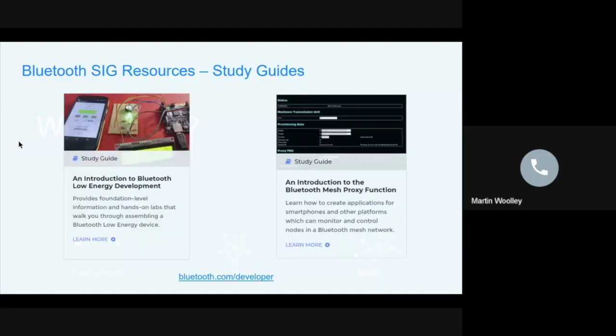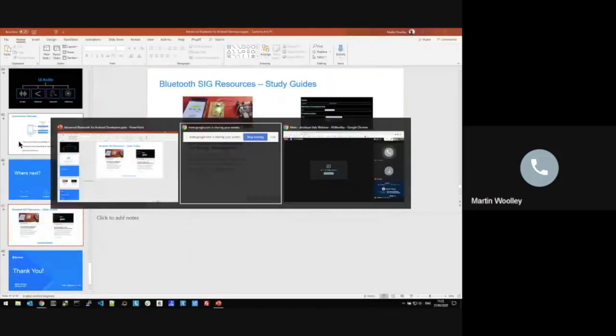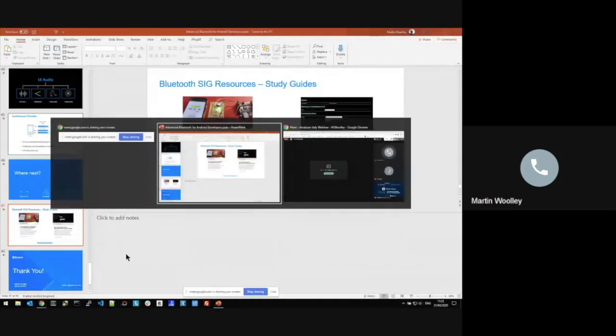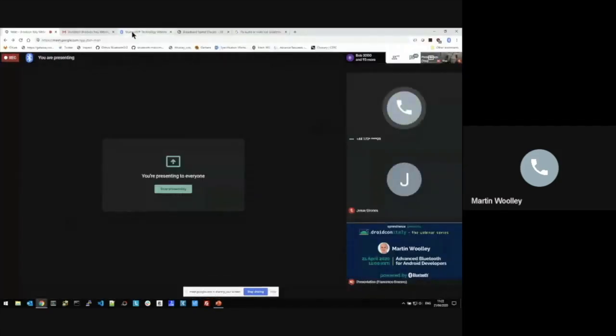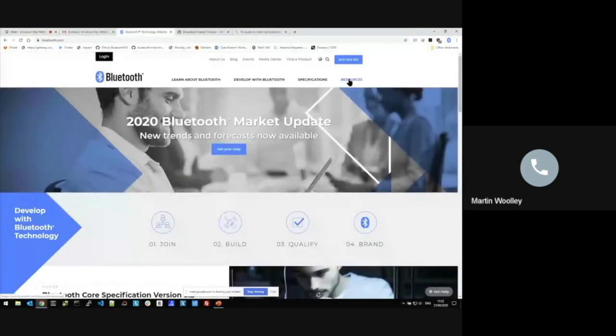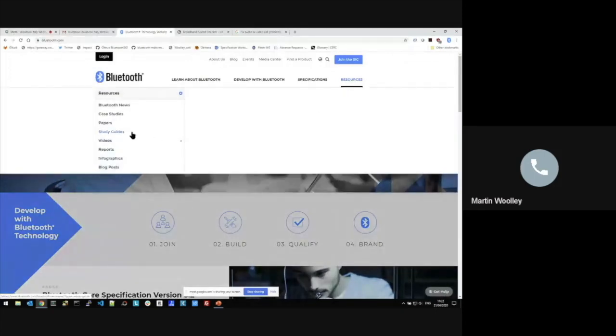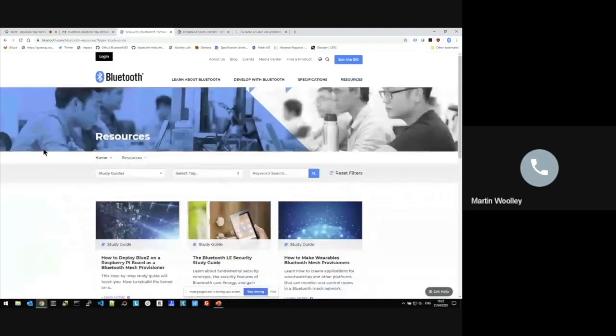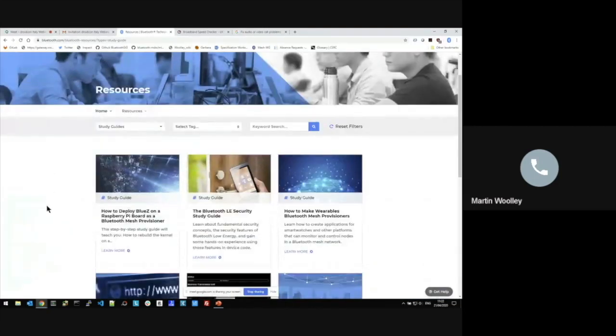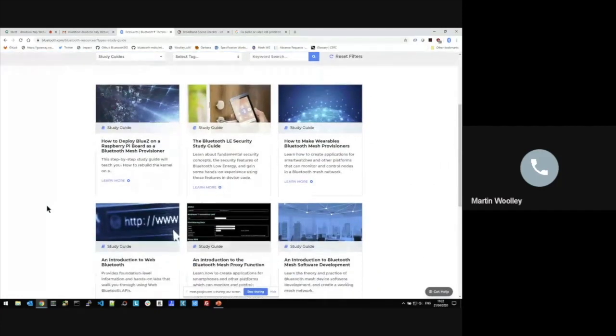If you go to bluetooth.com/developer, you will find that we have a whole series of resources for developers called study guides. If in fact you go to bluetooth.com, I'm hoping you can see my screen now, and click on resources, and then click on study guides. Study guides, because these are self-paced educational resources for developers. Lots of hands-on stuff. It's not just dry theory. You get to code things, you get to make things.